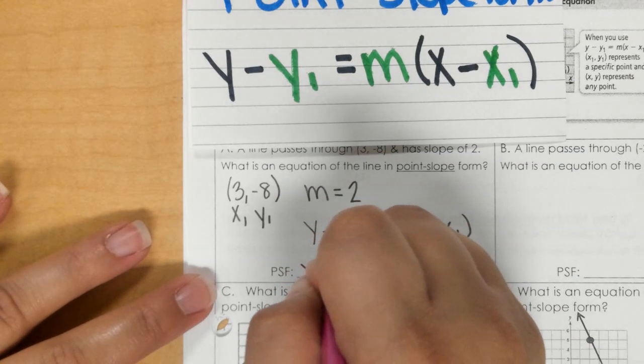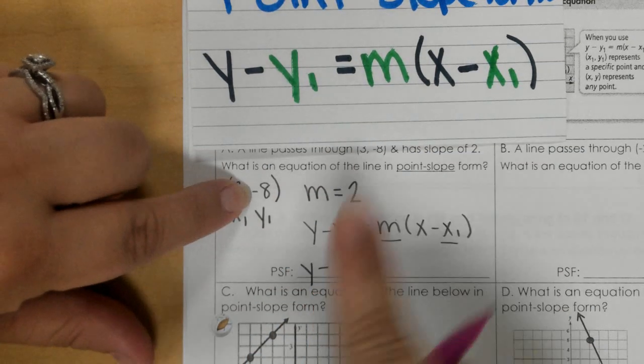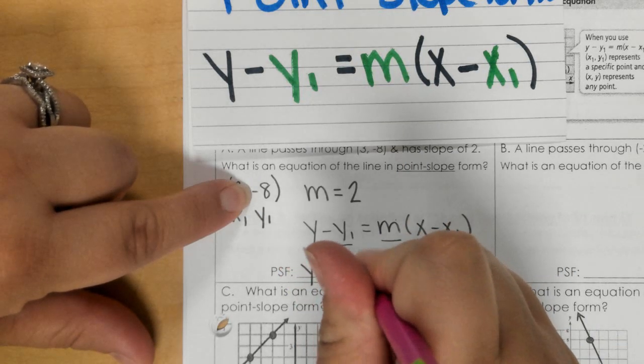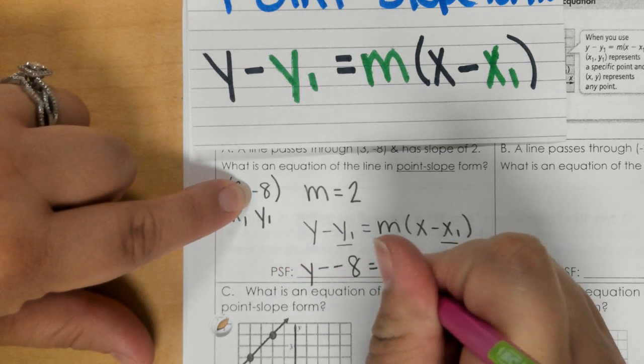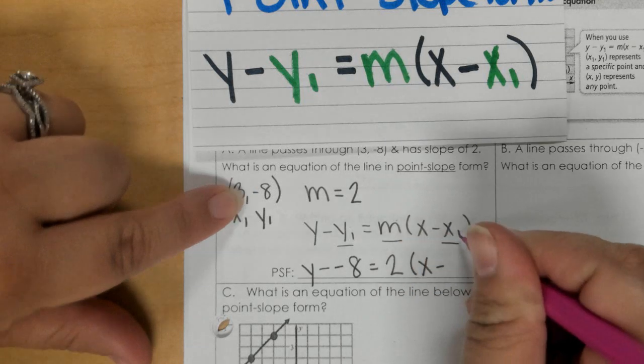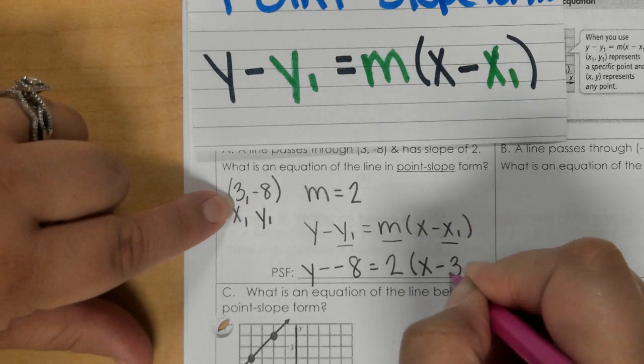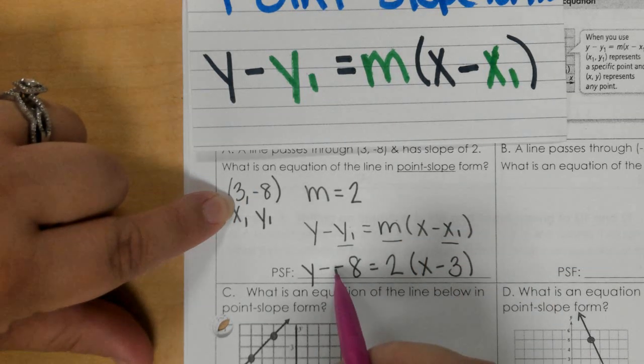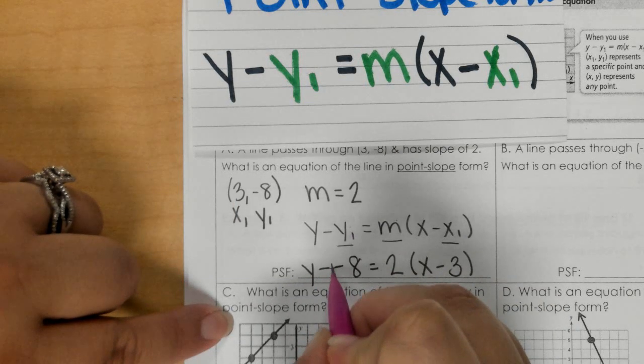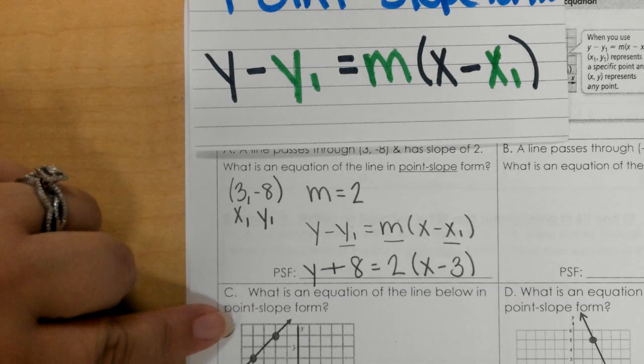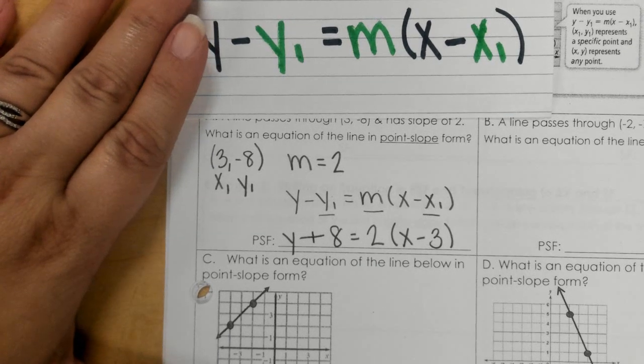So y minus, well, y1 is -8. M is 2. And x minus x1, well, x1 is 3. We also know that if we have 2 negative signs, we need to change that to a plus. And then that would be our final answer.